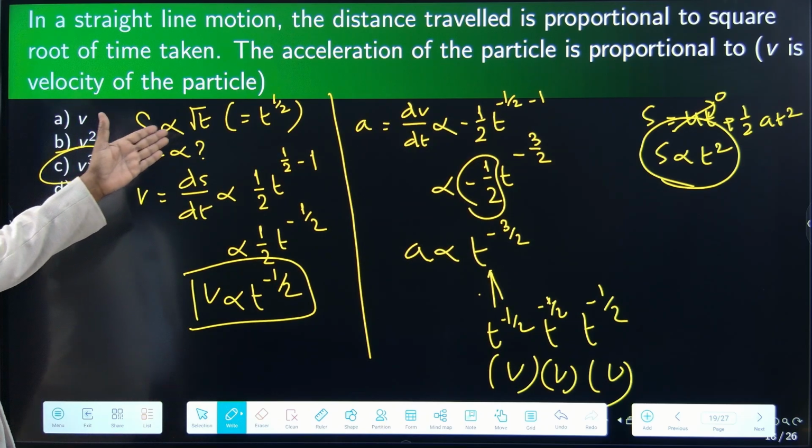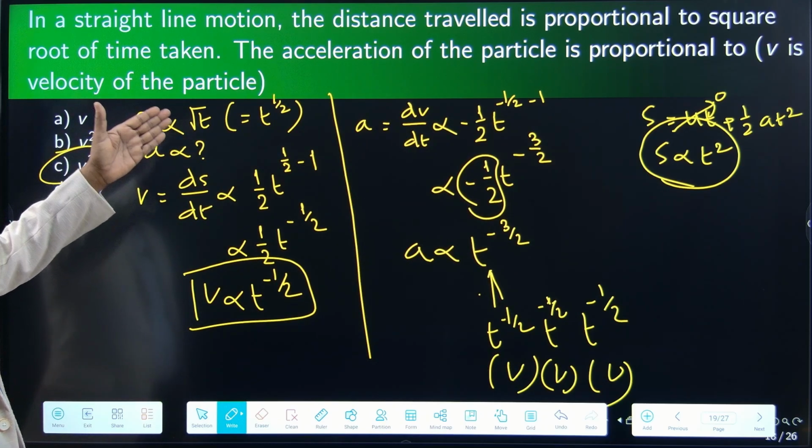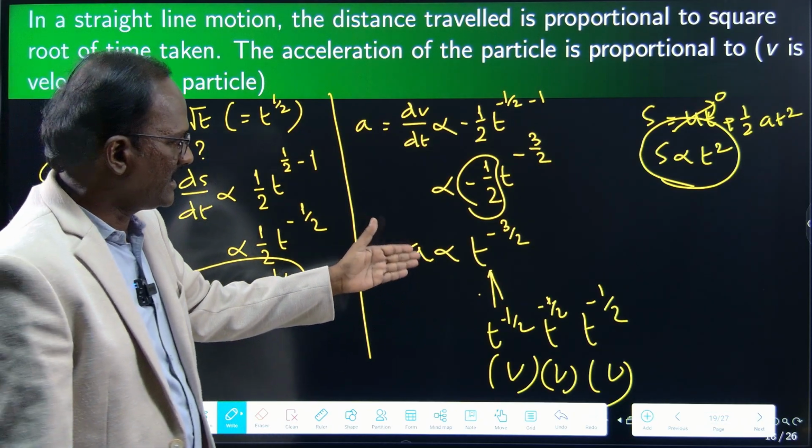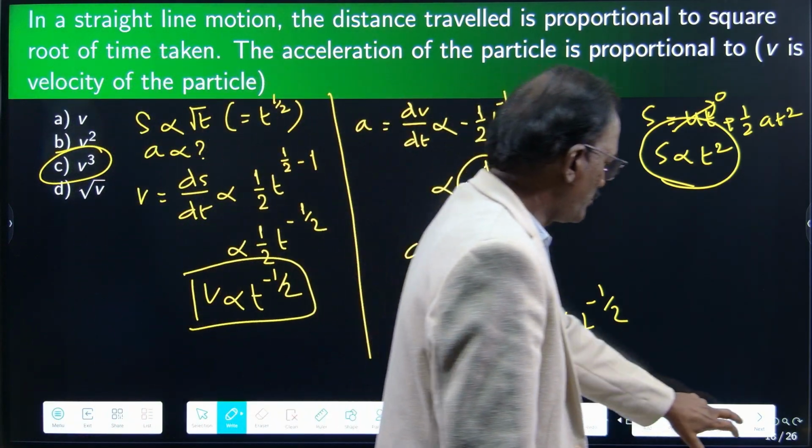So S is proportional to root t. If S is proportional to root t, v is proportional to t power minus half, then acceleration is proportional to v cube only.